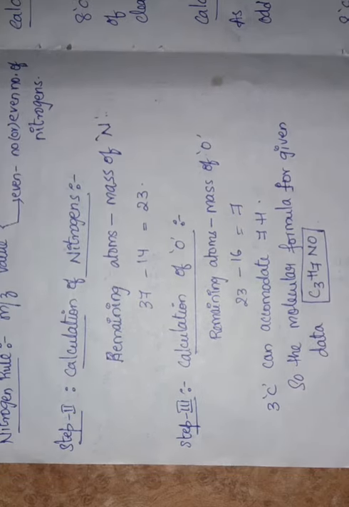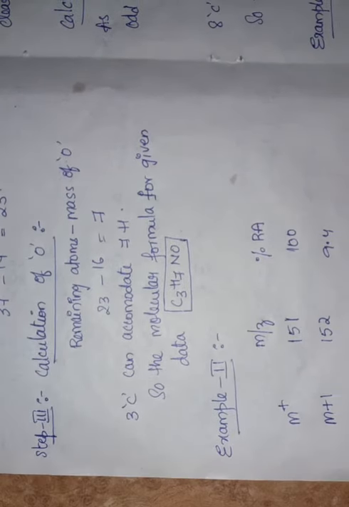So next we'll calculate the oxygen atoms present. Remaining atoms minus mass of oxygen: remaining atoms are 23 minus the mass of oxygen, which is 16. So the remaining atoms is equal to 7. So 3 carbons can accommodate 7 hydrogens. So the whole molecular formula of the given data is C3H7NO. This is the molecular formula of the data given.